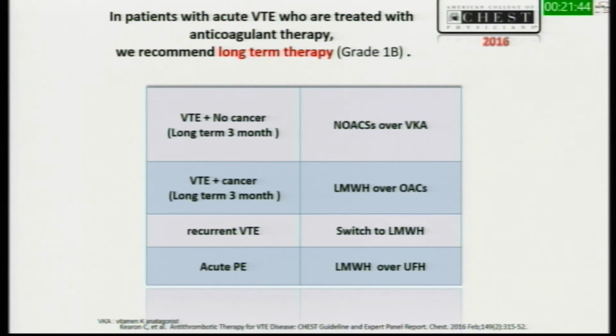In patients with acute VTE who are treated with anticoagulant therapy, we recommend long-term therapy, grade 1B evidence-based. In VTE with no cancer, treatment for 3 months with new oral anticoagulants is preferred over vitamin K antagonists. In VTE with cancer, treatment for 3 months with low molecular weight heparin is preferred over oral anticoagulants. In recurrent VTE, you have to switch to low molecular weight heparin. In an acute pulmonary embolism, low molecular weight heparin is preferred over unfractionated heparin.